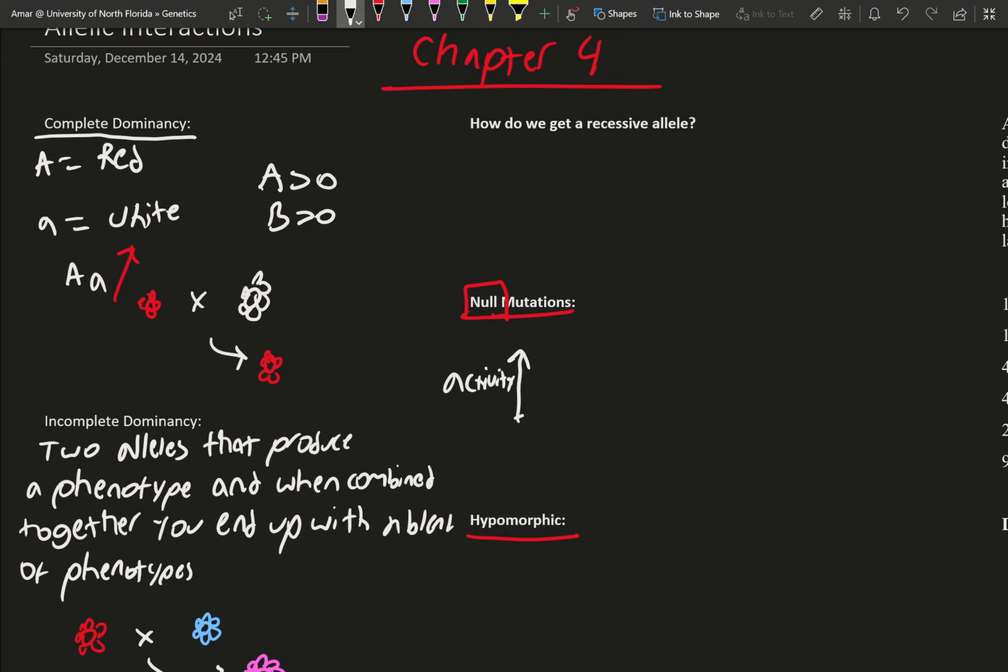The null mutation will essentially look like this, and let's have a positive control here as well. That'll be the positive control, big A. Big A will have the full activity level, but the null mutation basically has no activity at all. So it'll look something like that. Hopefully that makes sense.